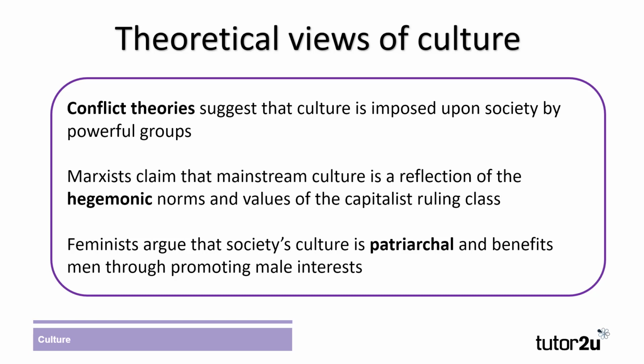Conflict theories reject the idea that society's culture is a reflection of the norms and values of the majority, and instead suggest that social institutions, controlled by the most powerful groups in society, impose cultural norms and values upon people. Marxists suggest that society's culture is a reflection of the norms and values of the elite, what they call hegemonic norms and values. These norms and values are those of the capitalist classes, making people consume goods, which increases the wealth of the bourgeoisie.